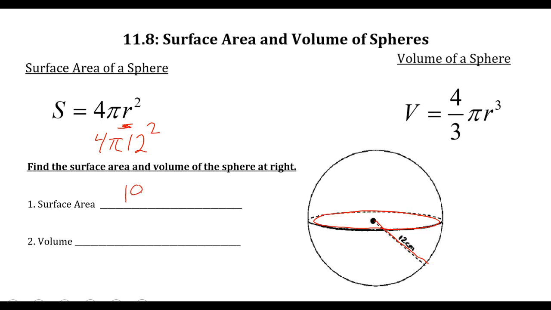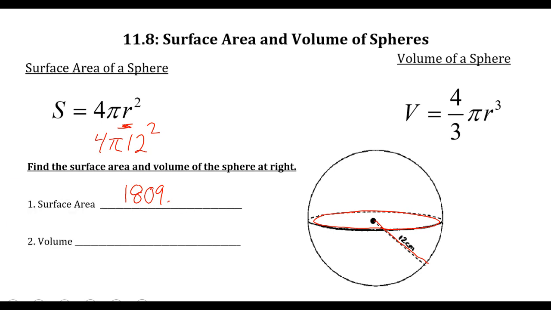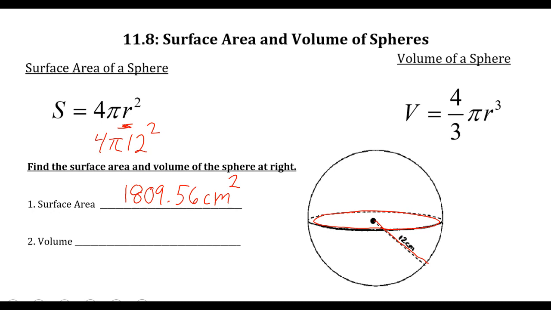I got 1,809.56 centimeters squared, because we're talking about surface area, everything on the area on the outside of the sphere, just like surface area before. All right, that's about it.